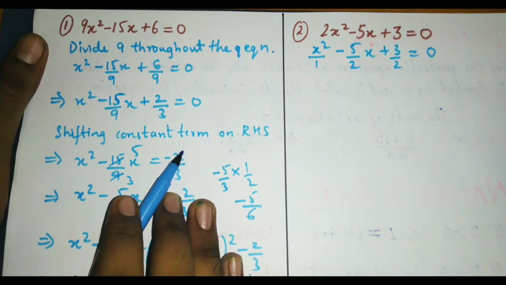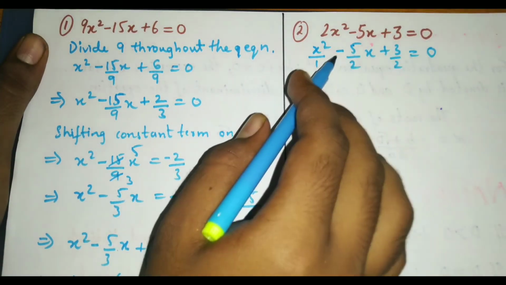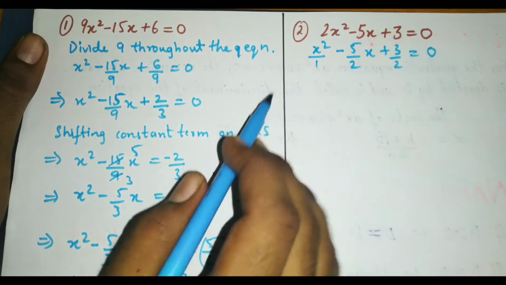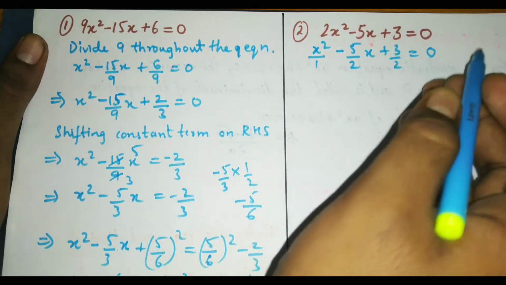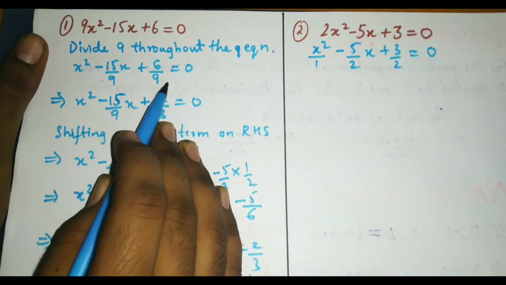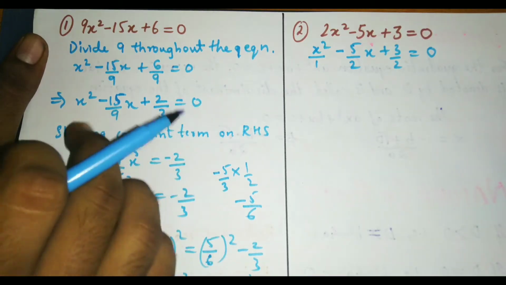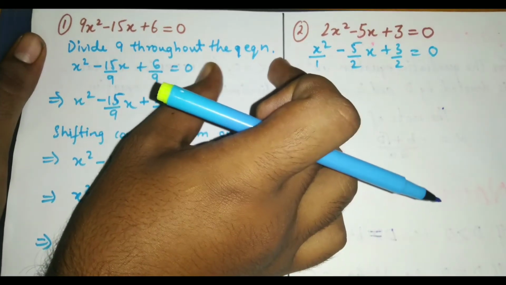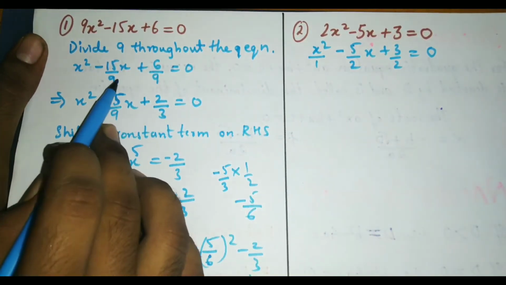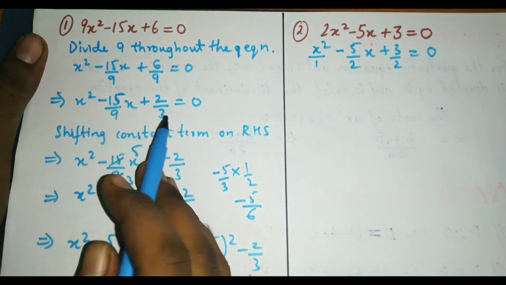Fine. So you have to remember that I have to divide 0 by 2 also. When I divide 0 by 2, it is nothing but 0 only. Okay, here also I have done the same thing. When you divide throughout the equation, that means you have to divide on the LHS as well as on the RHS also.